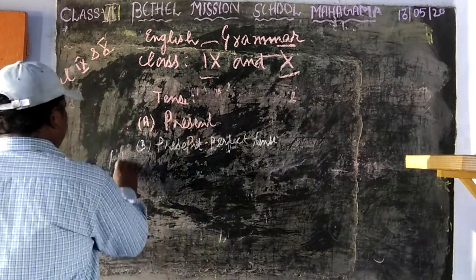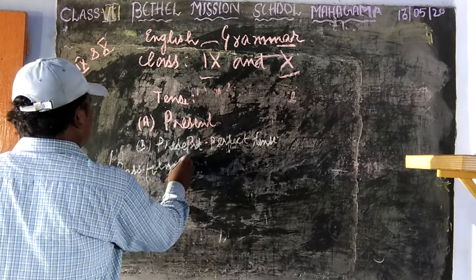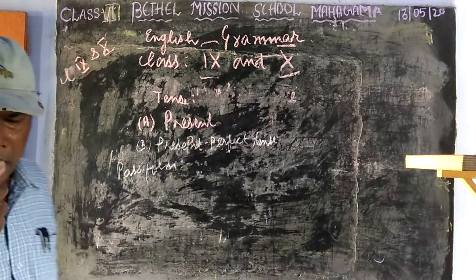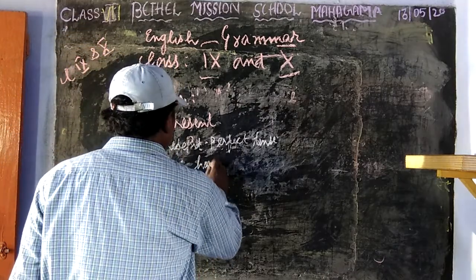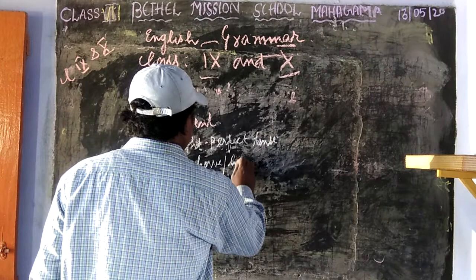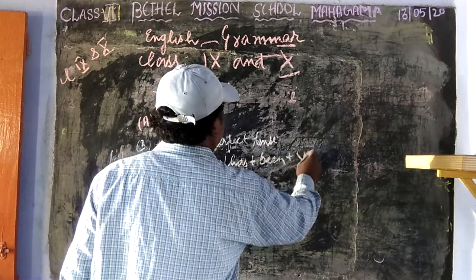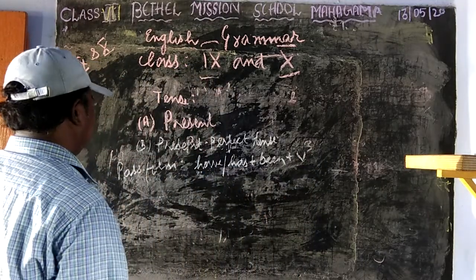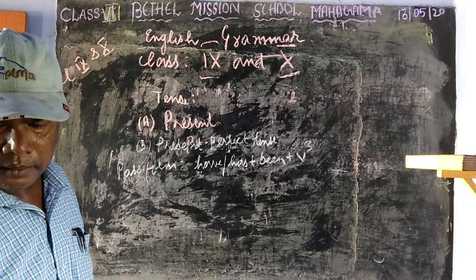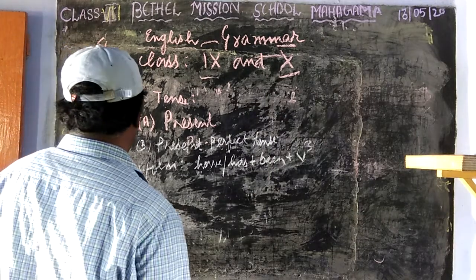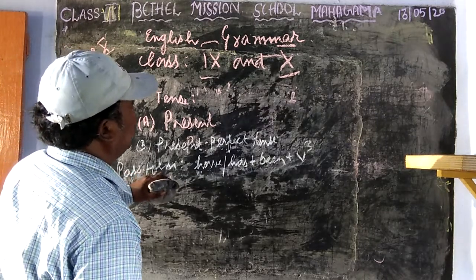Present perfect tense, passive form is have, has, plus been plus V3. So the passive form in present perfect tense is have, has plus been plus V3.